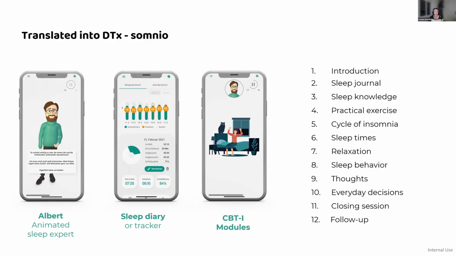So in Somnio, the CBTI pathway is delivered through these modules, such as introduction, sleep diary, sleep knowledge, and practical exercise. So these are the first modules that I've mentioned earlier, like the psychoeducation about sleep. Then we have insomnia cycle, which is a cognitive module of CBTI. Sleep times, which is the sleep restriction therapy, relaxation, sleep behavior thoughts, and everyday decisions where patients are asked to implement what they've learned already into real life, followed up by closing session and follow up.